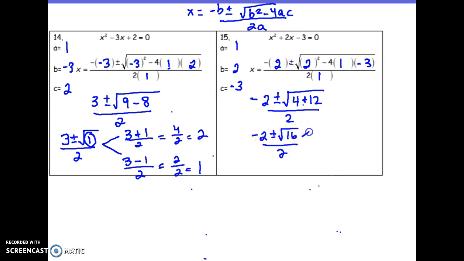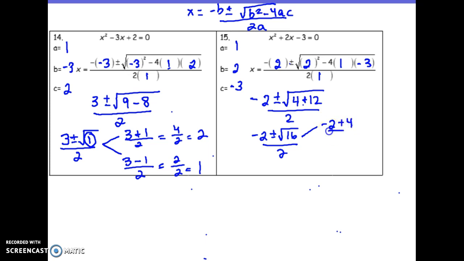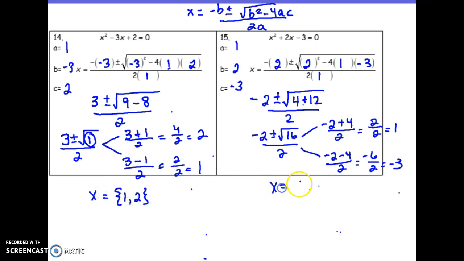Now 16, okay, you can take the square root of 16 and you get 4, or you get negative 4. So this is going to be negative 2 plus 4 divided by 2. This is where we branch. And negative 2 minus 4 divided by 2. Negative 2 plus 4 is going to be 2, and 2 divided by 2 is going to be 1. And then here I've got a negative 6 halves, and my answer is negative 3. So I didn't write my answer over here, but x should be equal to 1 and 2, this first one, and here it should be equal to negative 3 and 1.